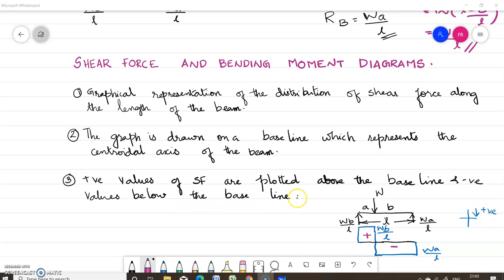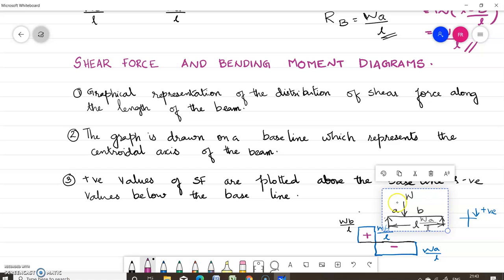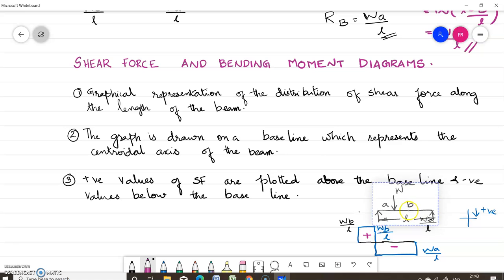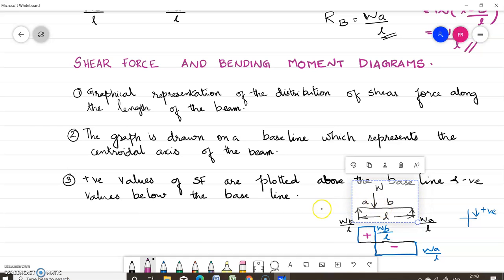For example, by adopting the positive sign convention, the shear force diagram for a typical simply supported beam is shown like this. So if you have a beam like this, subjected to an eccentric loading capital W at a distance small a from the left support, let L be the length of this beam. Its support reactions will be RA is Wb by L and RB is Wa by L.